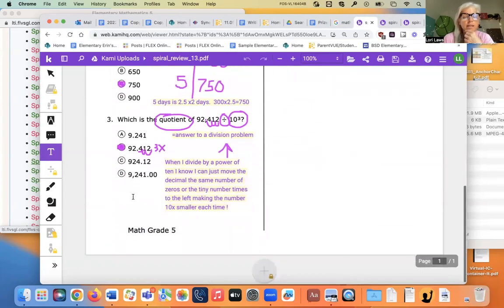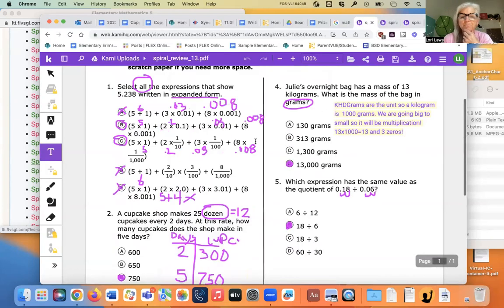What is the quotient or answer to a division problem of 92,412 divided by 10 to the third? Well, the answer is going to be a smaller number. You're going to move the decimal and you know to move it 3 times. 1, 2, 3. So it's 92.42, B.